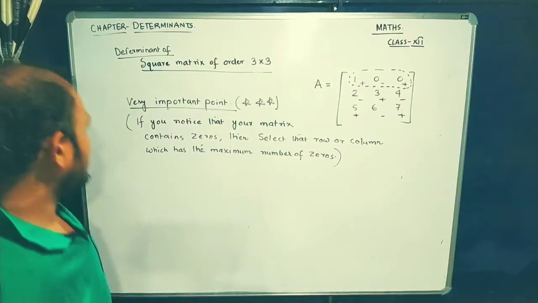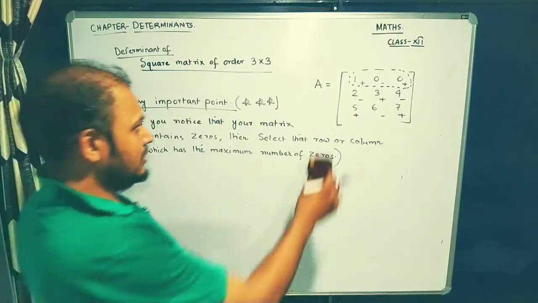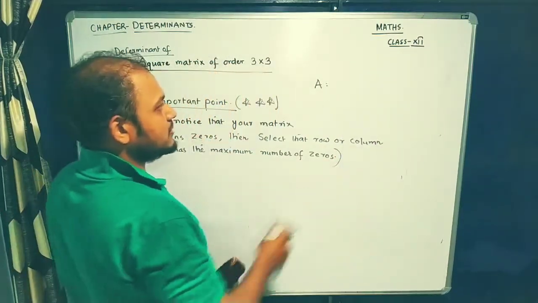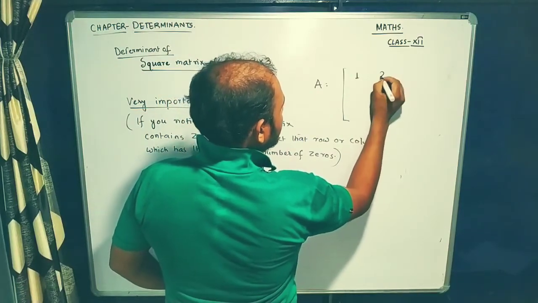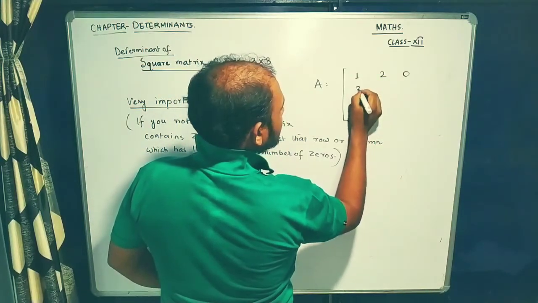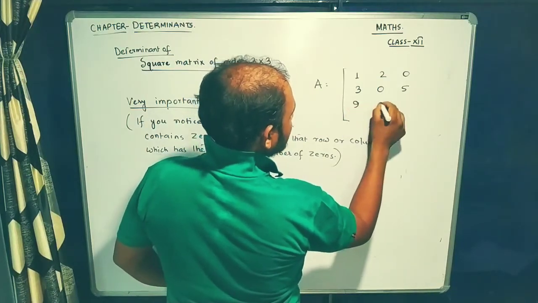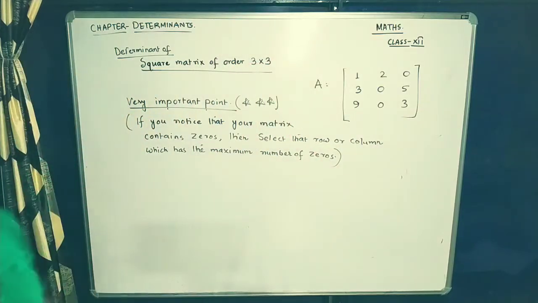Okay, let us see another example. Remember this point and keep it noted in your notebook. Let us have another matrix: 1, 2, 0, 3, 0, 5, 9, 0, 3. Tell me which row or column I should select this time.